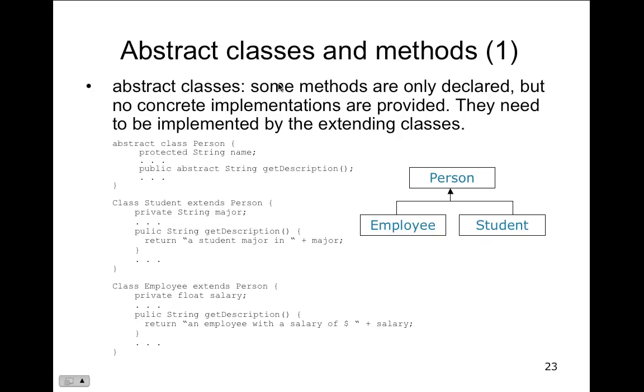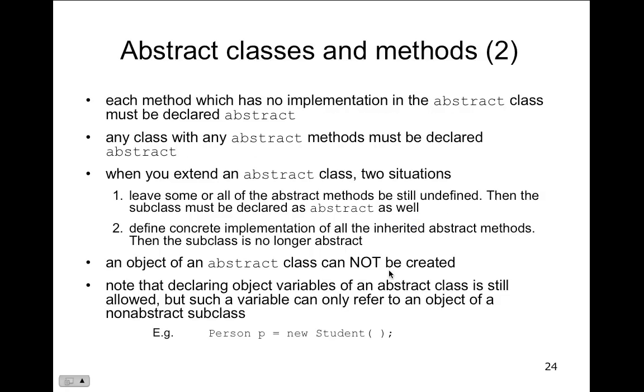So let's see. Abstract classes. Some methods are only declared, but no concrete implementations are provided, so they need to be implemented by extended classes. If they're not implemented, the compiler will give you an error and come back and say, hey, you need to implement this method. This is when you see people putting in methods everywhere, because they keep getting an error, and they're doing it to satisfy the compiler, but they really don't know what they're doing.